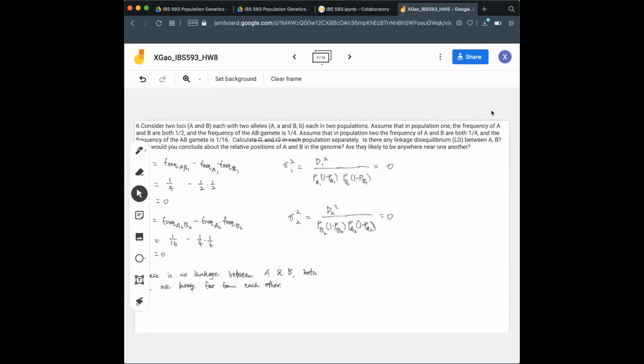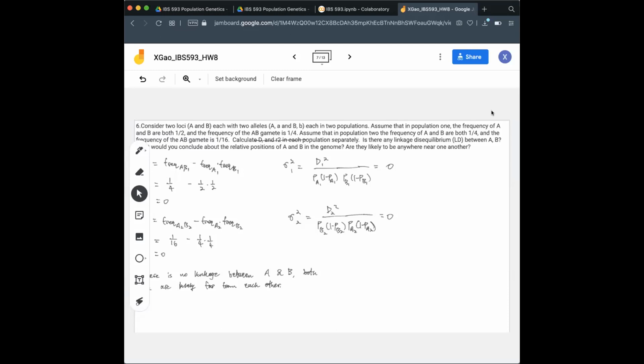Okay, Zhangji, you're up with problem, whatever we're on, 6, 7? Problem 6, beginning to do population structure stuff. Okay, so we have 2 loci, A and B, each of which has 2 alleles, big A, little a, and big B, little b, in 2 populations. And we assume that the frequency of big A and big B are both 1/2, and the frequency of the AB gamete is 1/4.